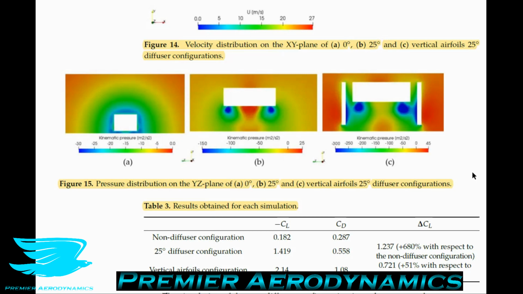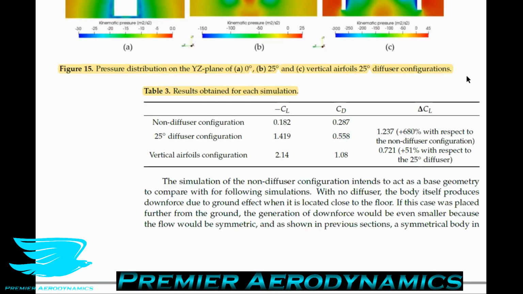These airfoils are producing low pressures there, which help suck the flow through the diffuser better. And this also exacerbates these vortices. So in table 3, they have the effects of these different flow control devices, the diffuser and the vertical end plate airfoils, on the lift and drag coefficients.